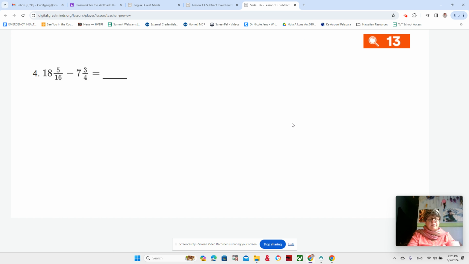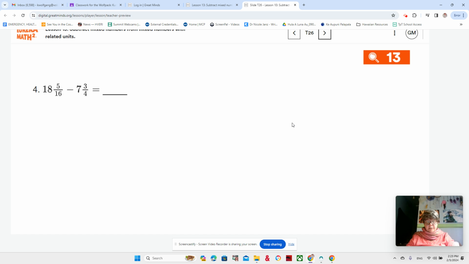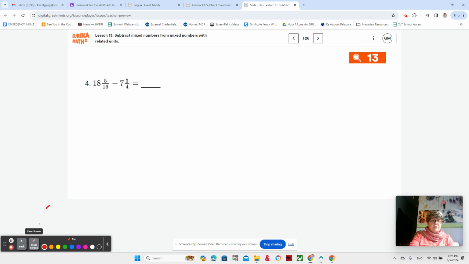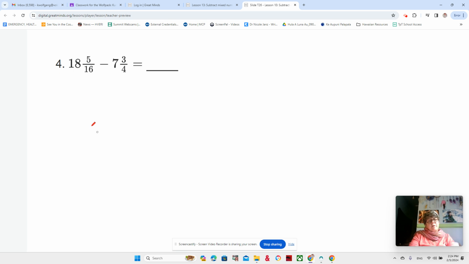All right, we have another one very similar. 18 and 5/16 minus 7 and 3/4. So as always, the first thing we need to do is make sure we have the same denominator, right? So this is 16ths and this is fourths. I can change them both to 16ths, right?